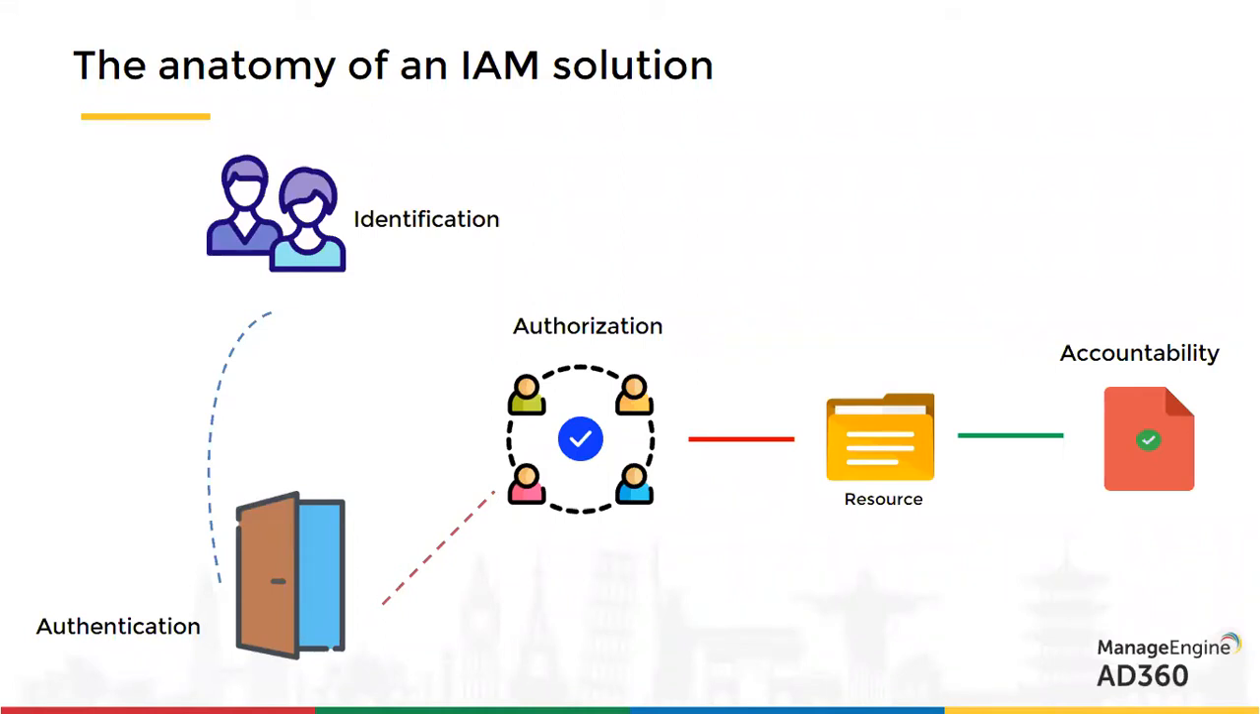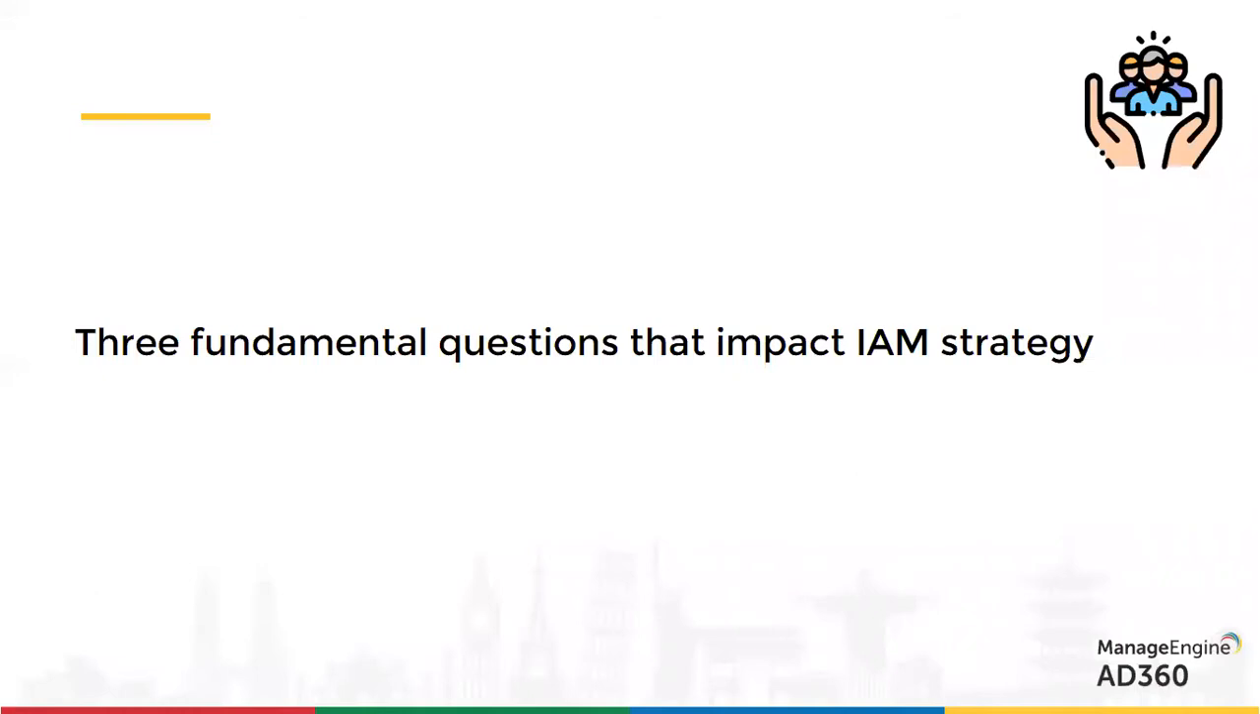Now, what do I mean by this? Once users authenticate themselves, once users are authorized to access the resource, are all of these accesses noted? Are all of these accesses basically monitored or tracked or checked upon, right? Now, I don't want to complicate this further. Let's take a look at 3 fundamental questions that potentially impact the IAM strategy of any organization.